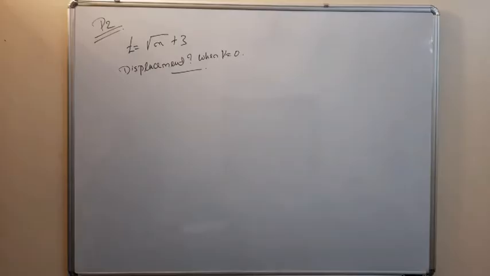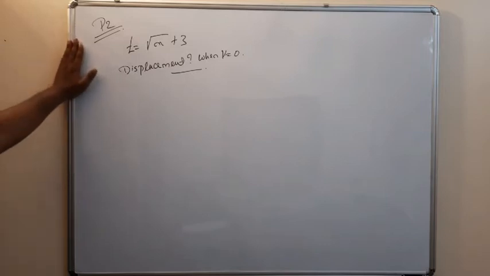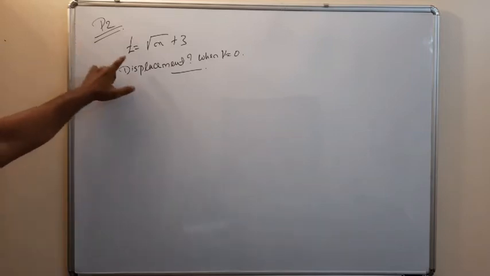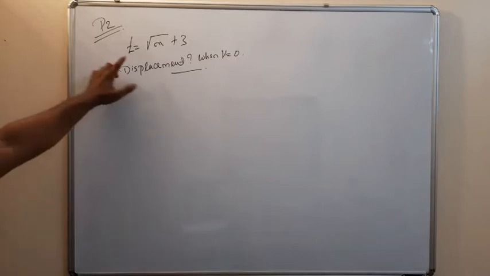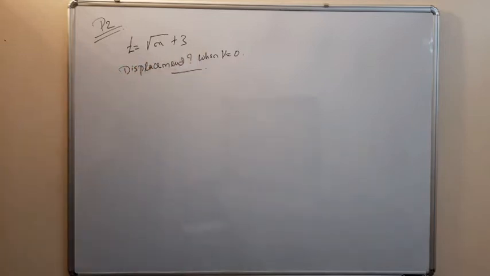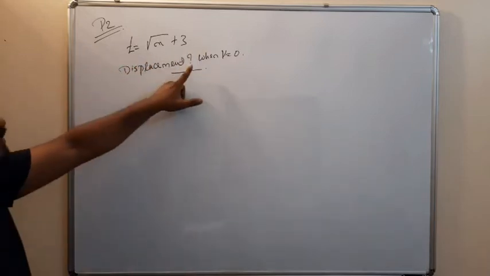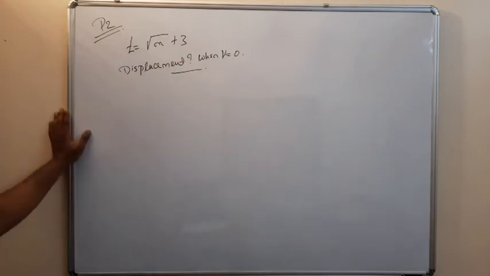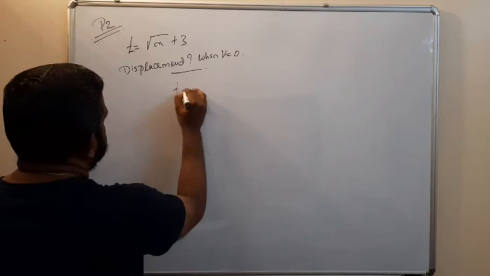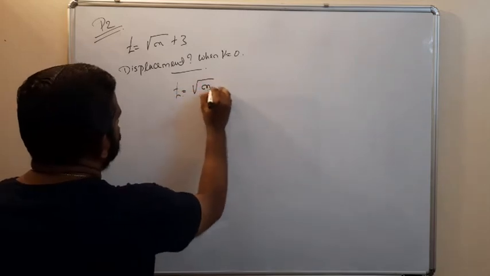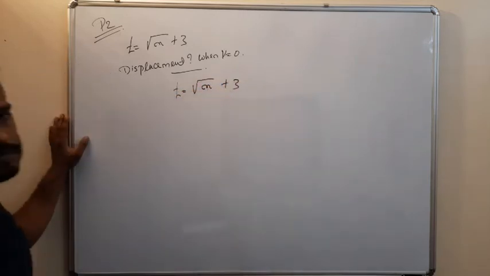So the second question. From the question, it is given that t is equal to root x plus 3. The displacement and time relation is given by t equal to root x plus 3. We have to find the displacement when velocity is equal to 0.